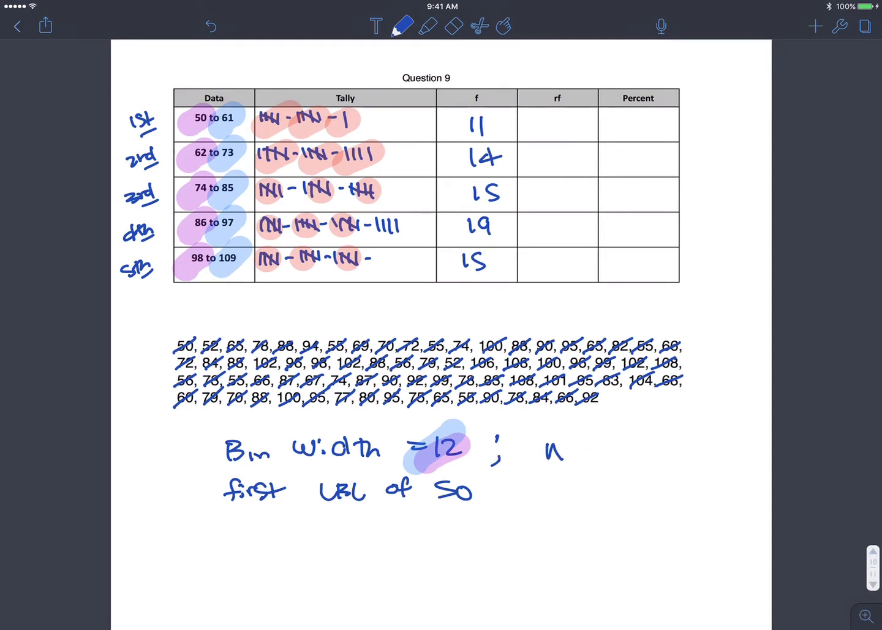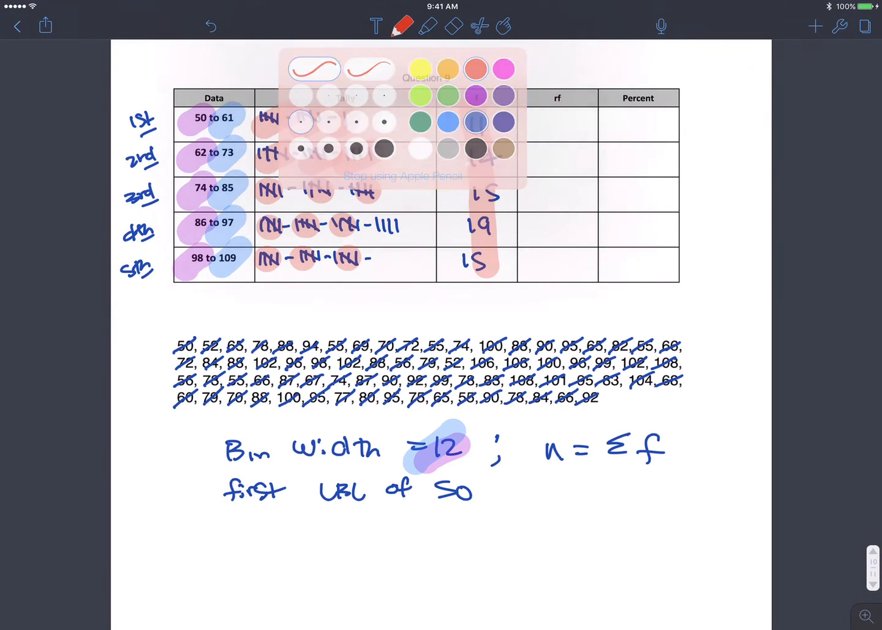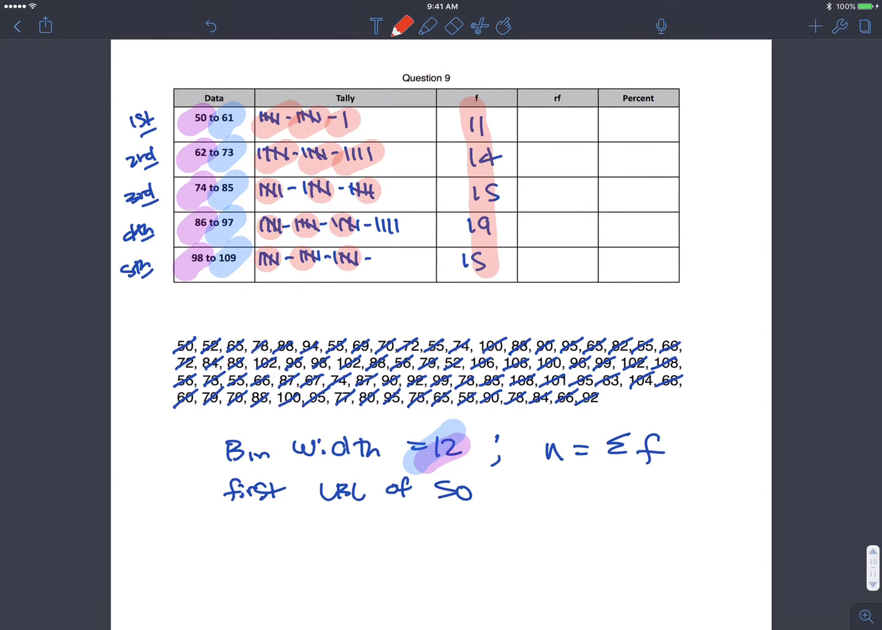Again, sample size is the sum of the frequencies. So I'm going to add all my frequency values to get a sample size. So 11 and 14 is 25 plus 15 is 40. 40 plus 19, 59. 59 plus 15 is 74. Looks like my sample size here, N, is 74. Let's write this down nicer. Okay, so 11, 14, 25, 40, 59, 69, 74.